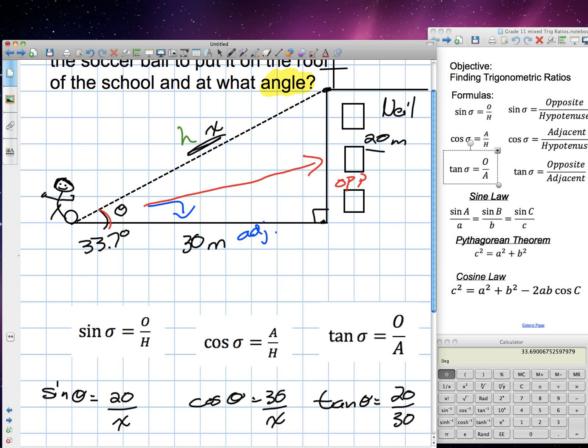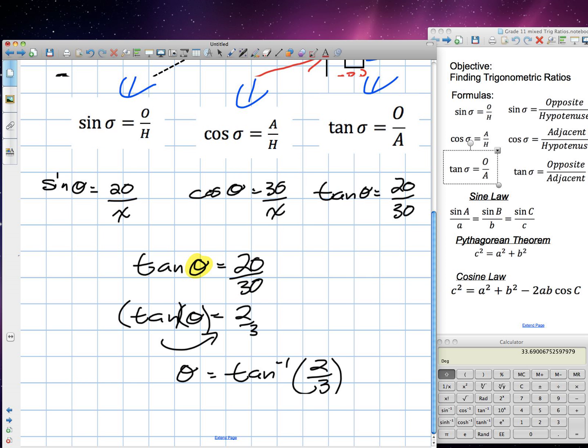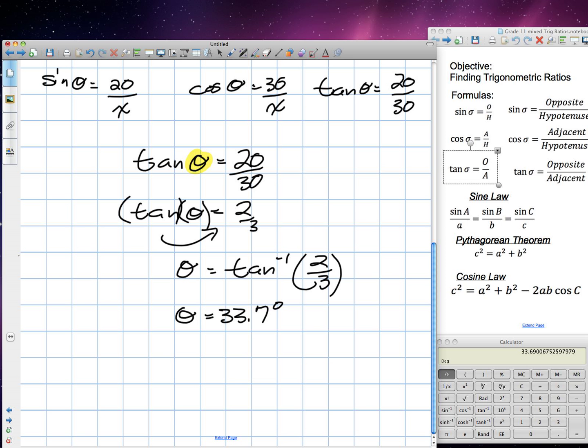Let's try putting them all together. Sine theta, 33.7, is equal to 20 over x. Cos theta, 33.7, is equal to 30 over x. Theta, that's what that symbol stands for. It's the angle. And then technically tangent 33.7 is equal to 20 over 30.